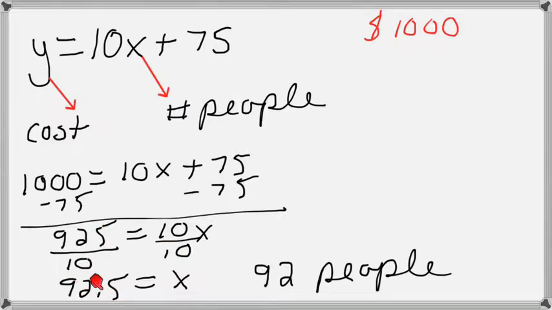I cannot leave my answer like this because you can't have 0.5 of a person attending the athletic banquet. And I would normally round this up, but if I did, 93 times 10 plus 75 would take me over my $1,000 budget. So I have to round it down to 92 people in order to stay within budget.